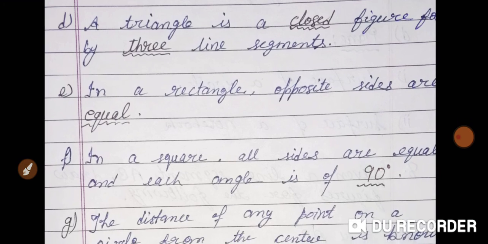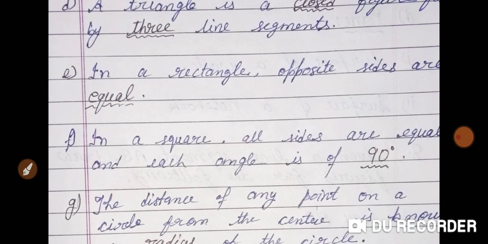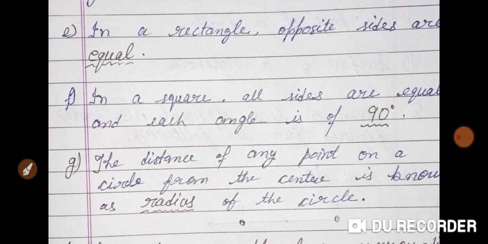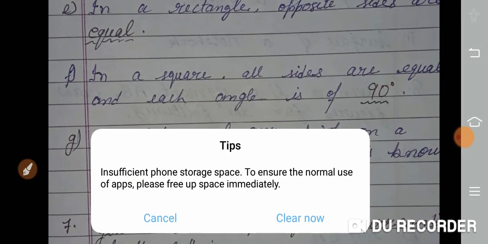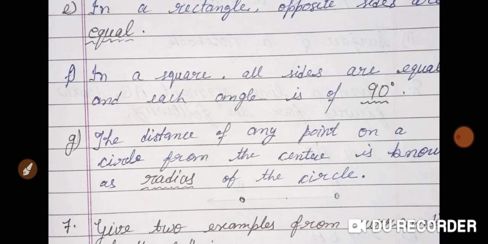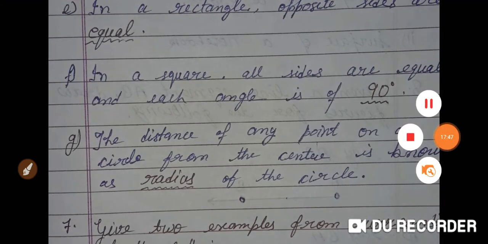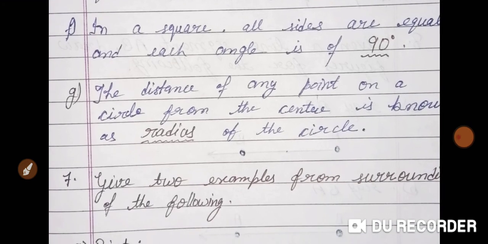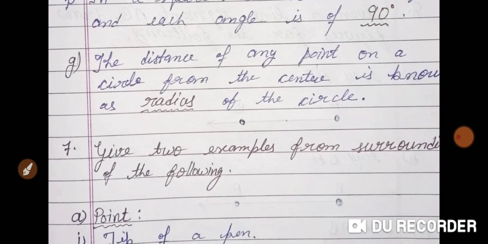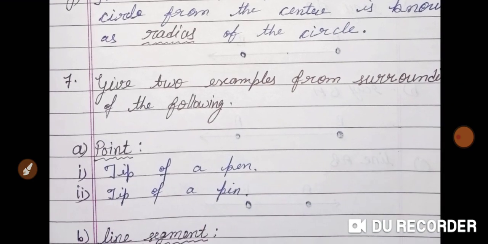Yes. In a rectangle, opposite sides are equal. In a square, all sides are equal and each angle is 90 degrees. Yes. The distance of any point on a circle from the center is known as the radius of the circle.